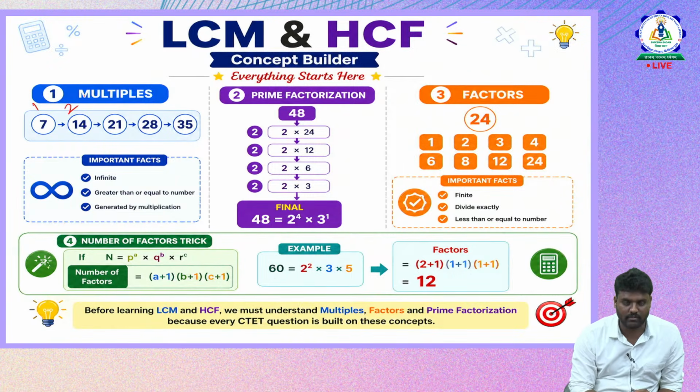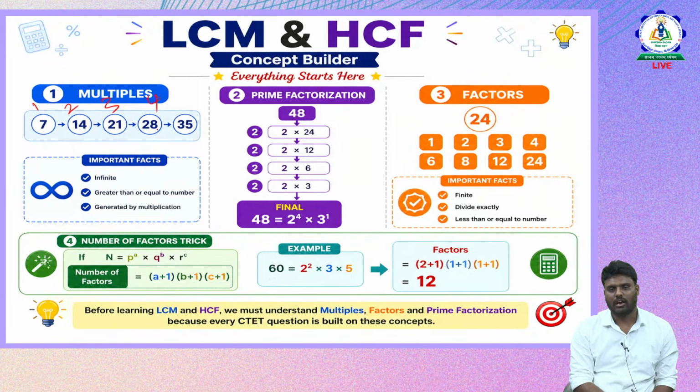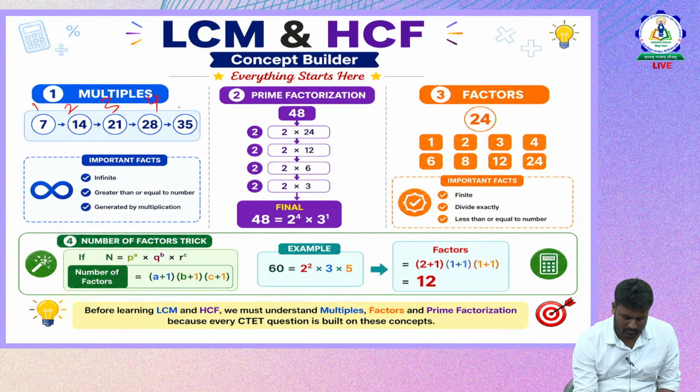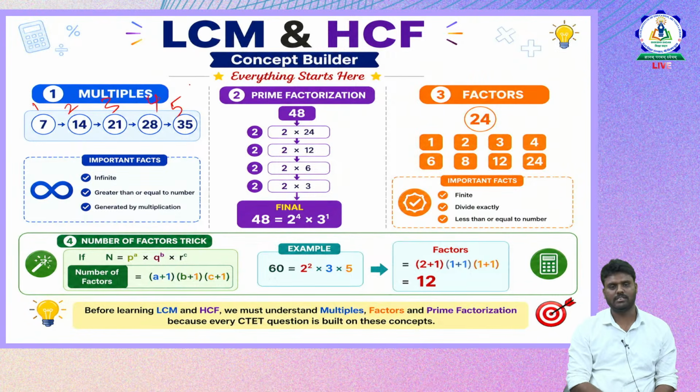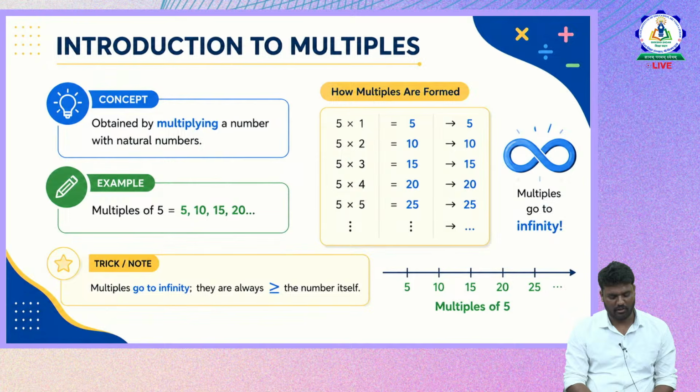7 is 7 times 1, 14 is 7 times 2, 21 is 7 times 3, 28 is 7 times 4, and 35 is 7 times 5. These are all multiples of 7. That means we can even remember the tables, because tables are formed based on the concept of multiples. Multiples are obtained by multiplying a number with the natural numbers; that is the basic meaning of a multiple.